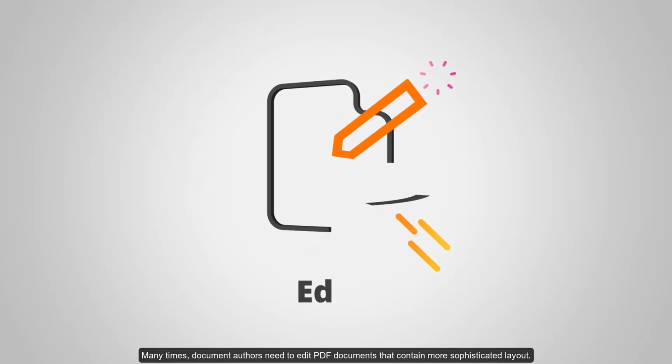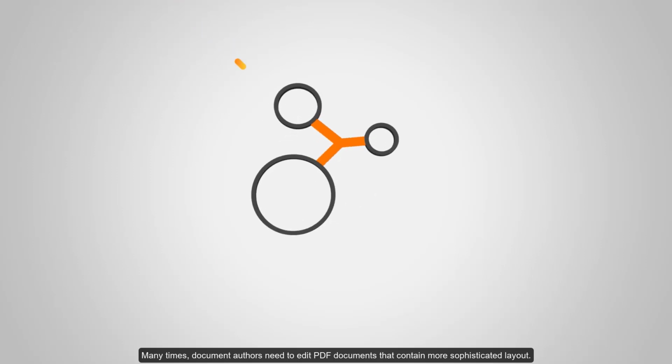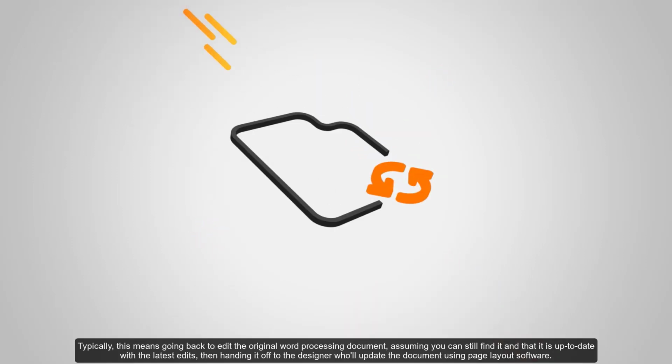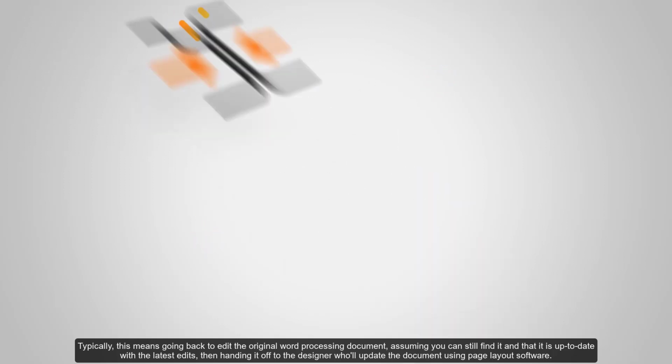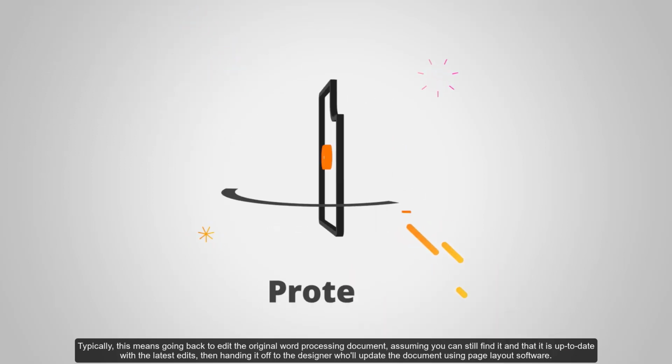Many times, document authors need to edit PDF documents that contain more sophisticated layout. Typically, this means going back to edit the original word processing document, assuming you can still find it and that it's up to date with the latest edits, and then handing it off to the designer who will update the document using page layout software, then finally converting it to PDF.